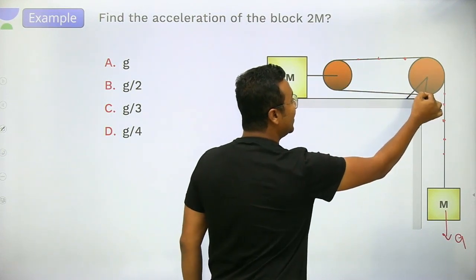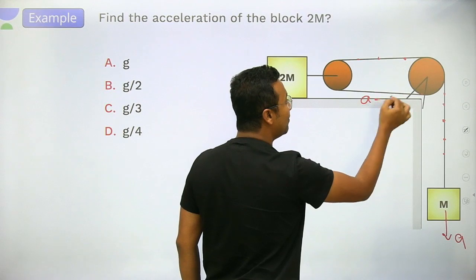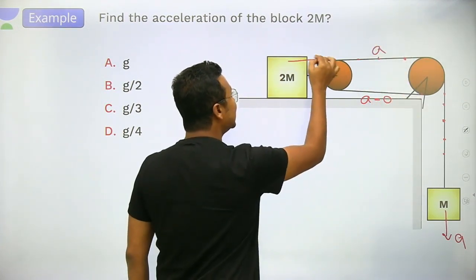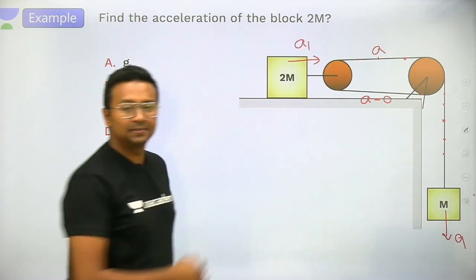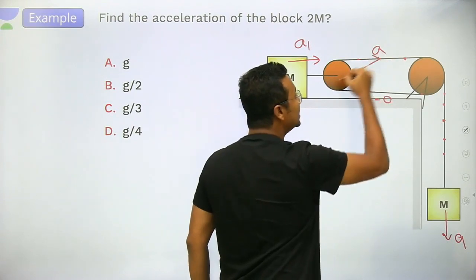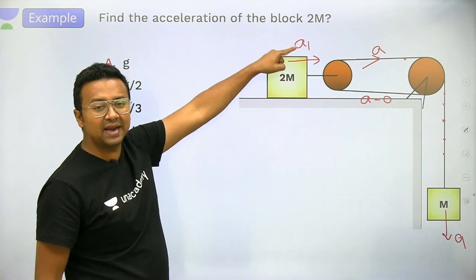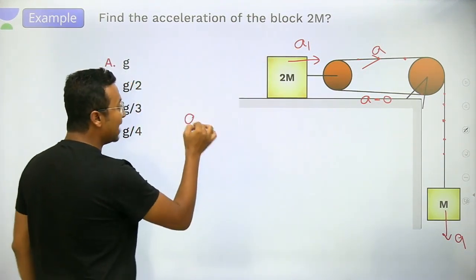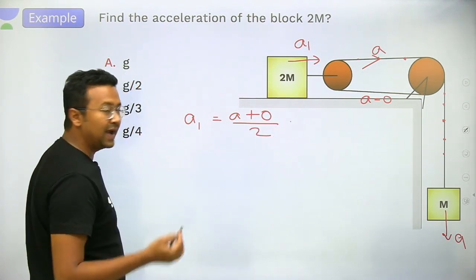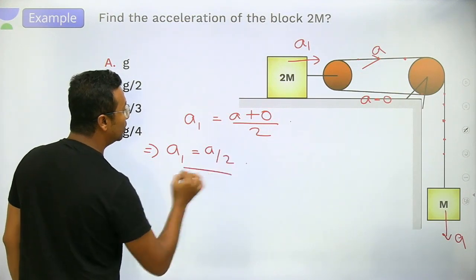This is connected to a fixed support here. It is connected to a fixed support here. Then acceleration of all the points here will be 0. This will be equal to a. Let's say this has an acceleration of a1. This has an acceleration of a1. Now all these points will be moving in this direction. So using the same relation that I have taught you, a1 will be equal to a plus 0 divided by 2. So I can write my a1 as a divided by 2.